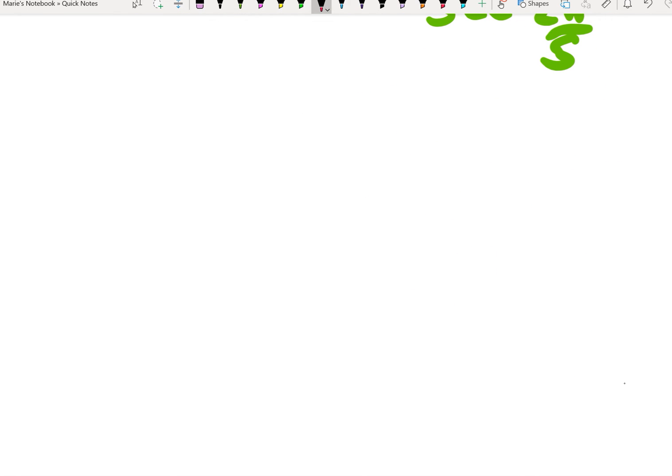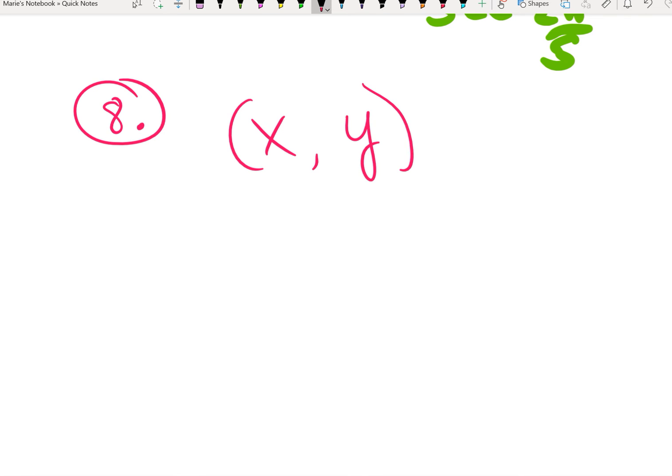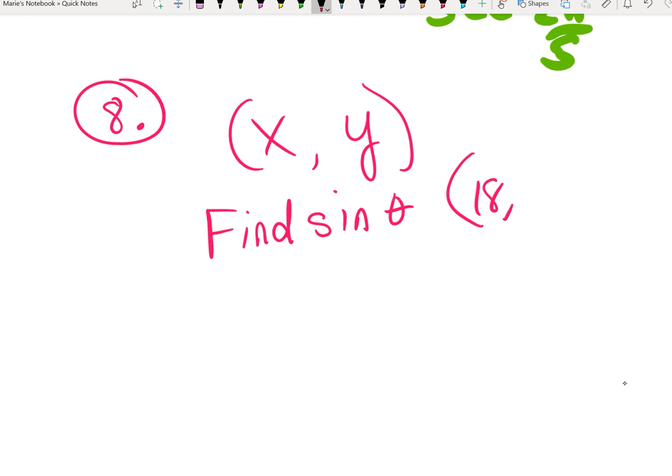Okay, number 8. On number 8, it says a point on the terminal side of the angle theta is given, and obviously they're giving you x and y values. So we're missing r in this case. It says find the exact value of the function for theta. So we want to find, in this case, sine theta, and we're given 18 and 24.